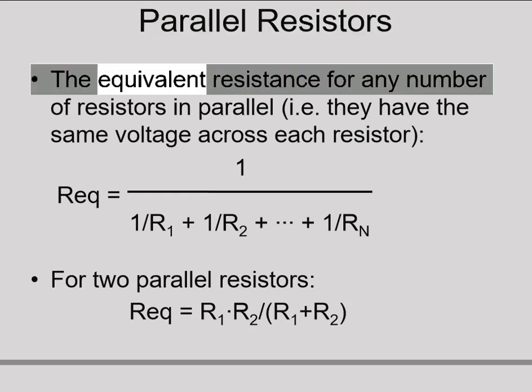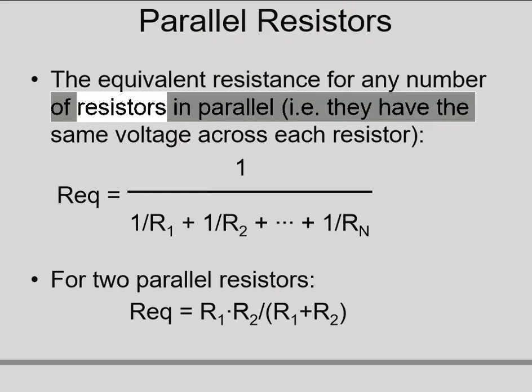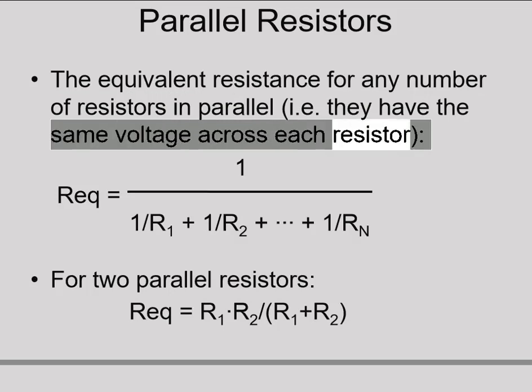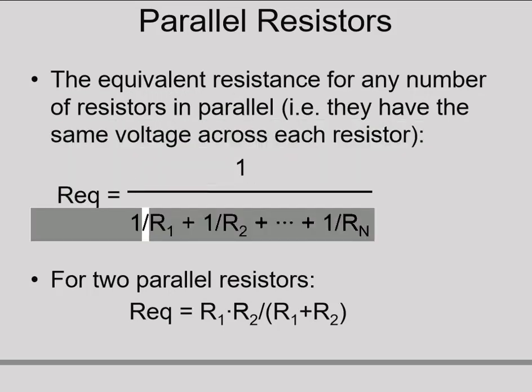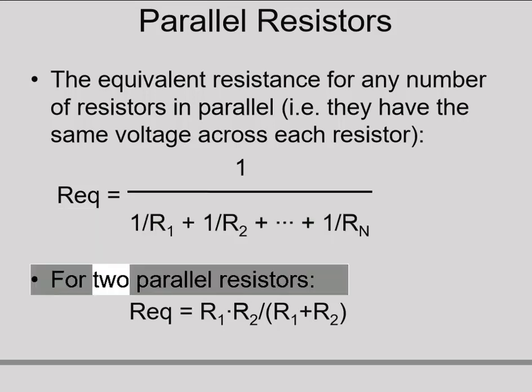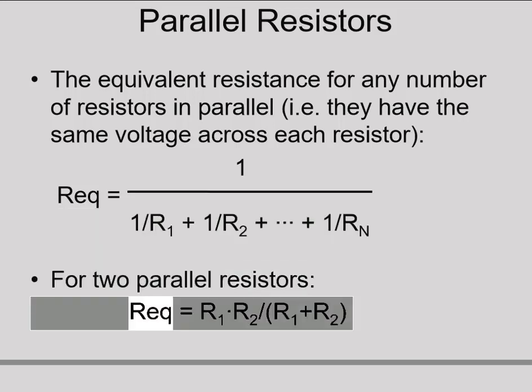Parallel resistors: the equivalent resistance for any number of resistors in parallel, i.e. they have the same voltage across each resistor. 1/Req equals 1/R1 plus 1/R2 plus up to 1/Rn. For two parallel resistors, Req equals R1 R2 over R1 plus R2.